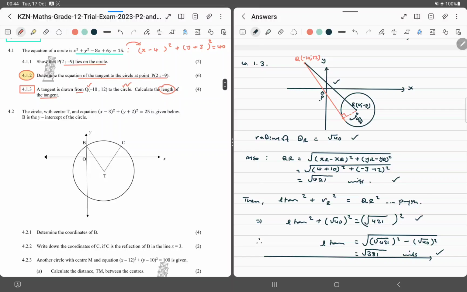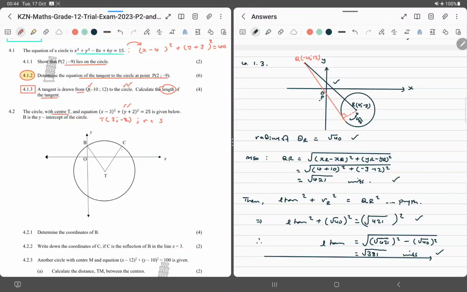Now let's get to 4.2. Now the circle with center T, and equation. So can you see with that equation, we know that the center T is going to be 3, -2 as well. And then, of course, we know that the radius is going to be 5 because that's the square root of 25. So we know that this one is 5 units. And then we can tell that T, the center, is going to be 3, -2. So you are learning this from the equation.